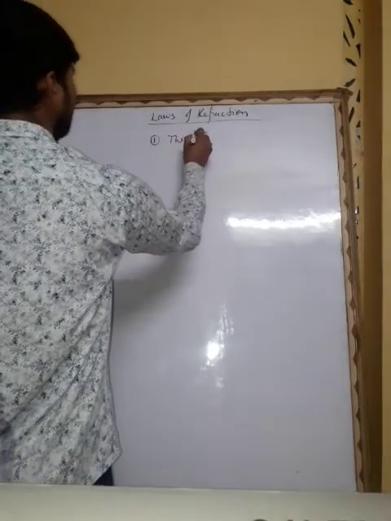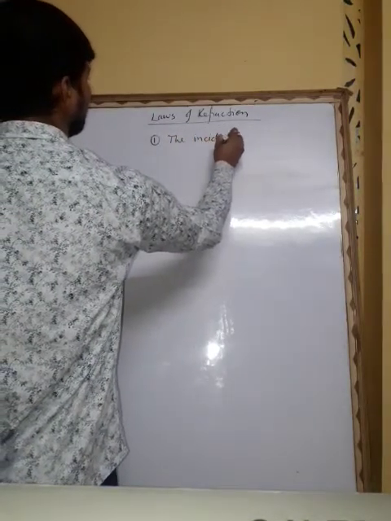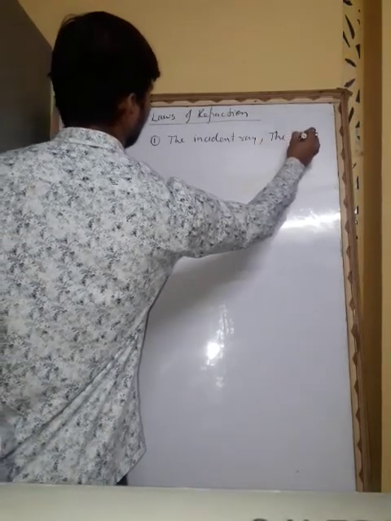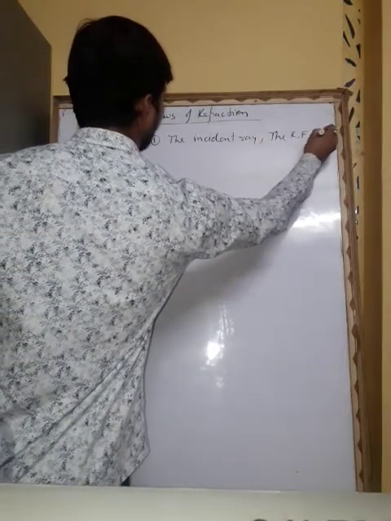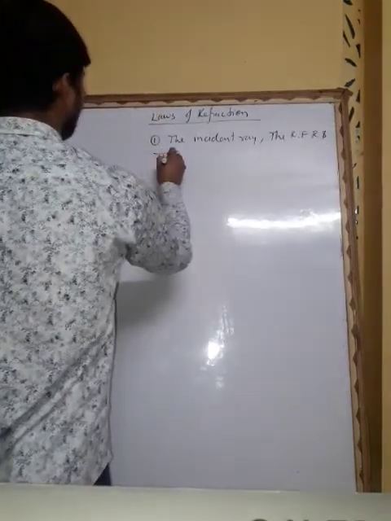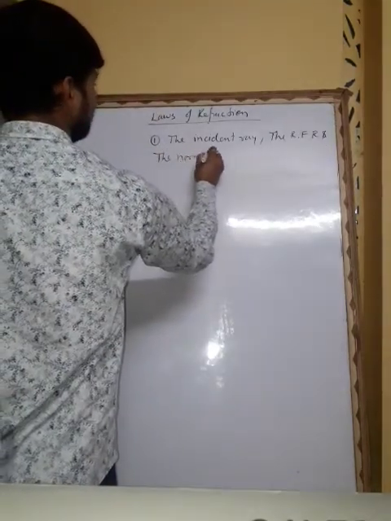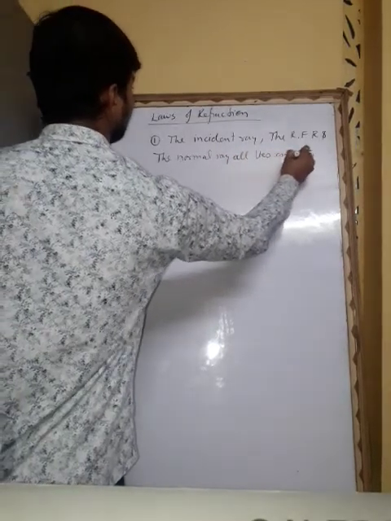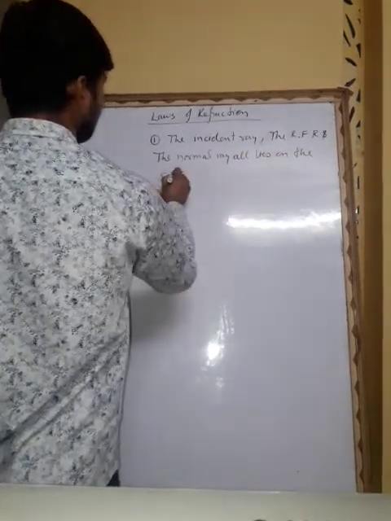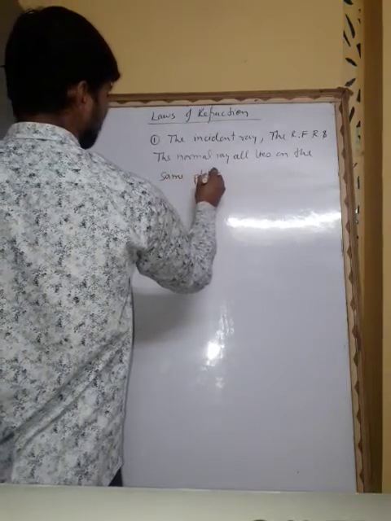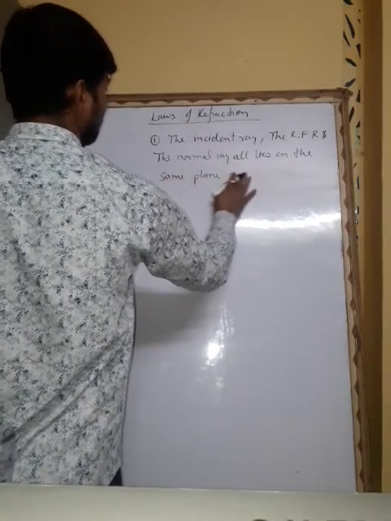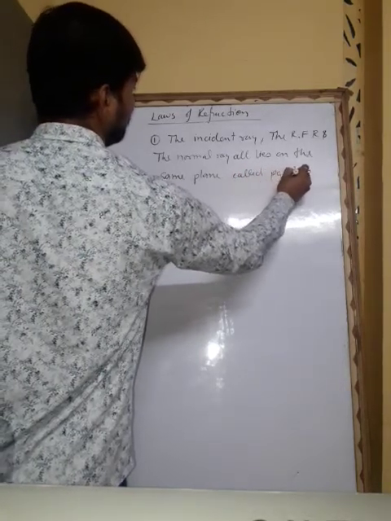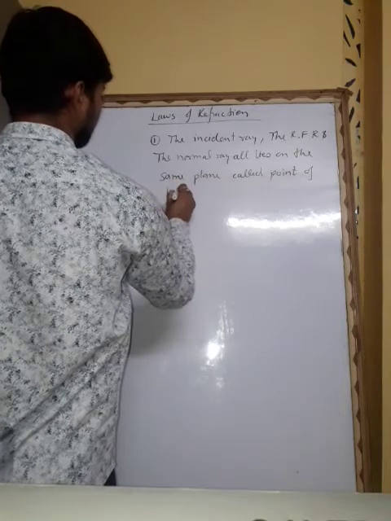The incident ray, the refracted ray, and the normal ray all lie on the same plane at the point of incidence.